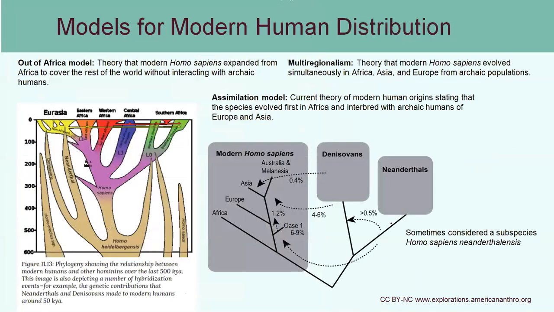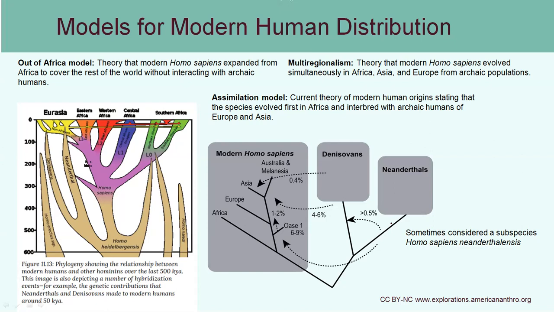So you've seen this before, the idea of three different theories on where modern humans came from. So hopefully you remember there's the out of Africa model, which stated that when the Homo sapiens expanded out of Africa, they did not interact with any of their archaic relatives. There's the multi-regionalism theory, which stated that after Homo erectus left, the modern day Homo sapiens evolved from them, but on all the different continents simultaneously. And then, of course, the most accepted model, the assimilation model, is that there's a combination of these things.